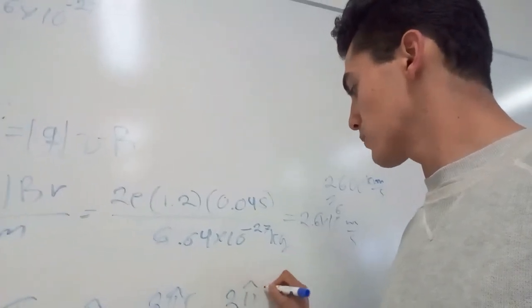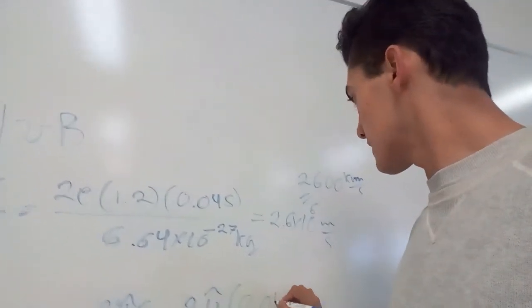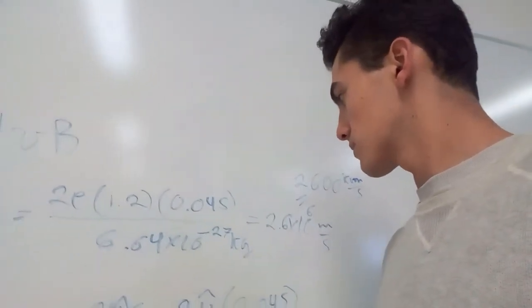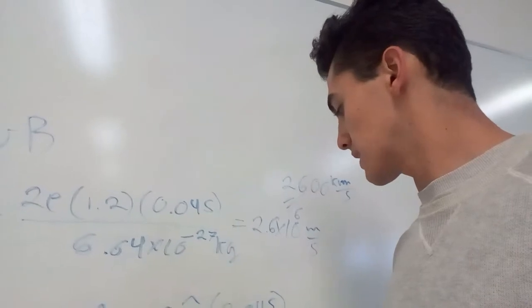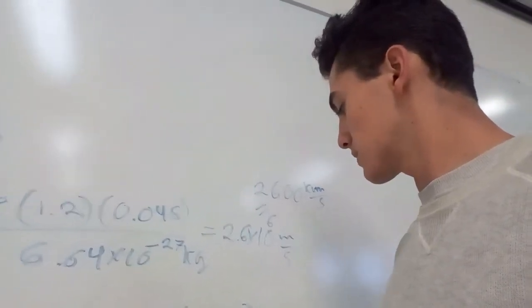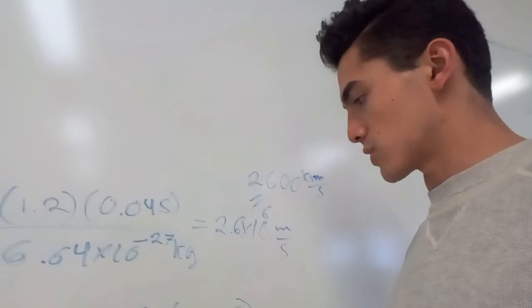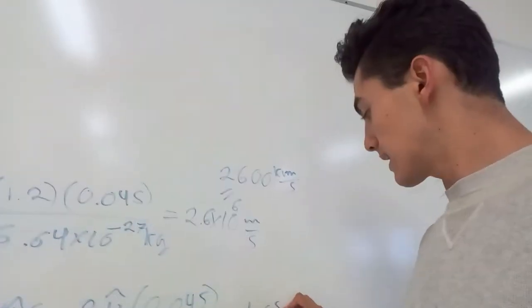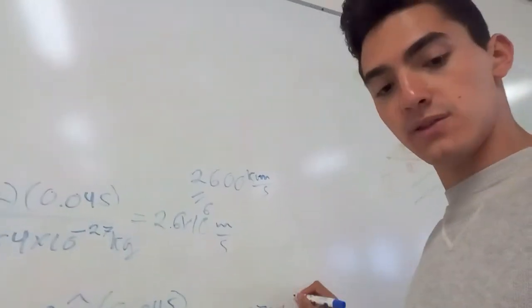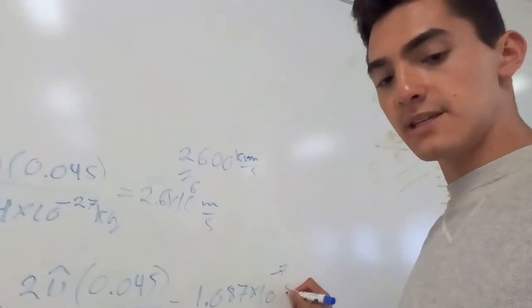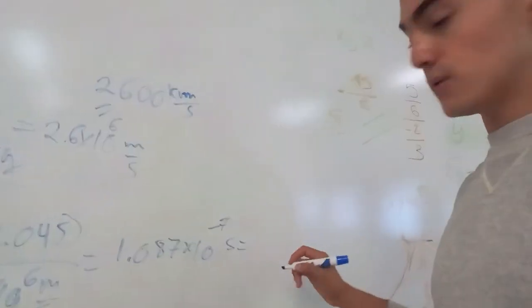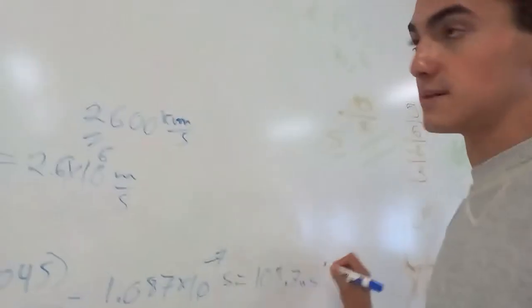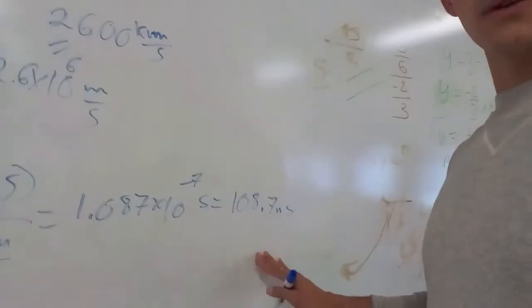We know 2 pi, we know the radius, but we turn it into meters in here, and we use the velocity value 2.6 times 10 to the 6 meters per second. And we will obtain that the period is equal to 1.087 times 10 to the minus 7 seconds, that is equal to 108.7 nanoseconds. Okay, this is the result for part B.